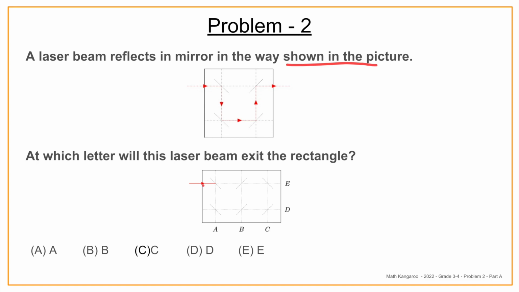This laser starts from here, reflecting downwards, and then moves in a straight line before reflecting upwards. Next, it reflects to the right and then downward again. And finally to this point and reaches point B. Now after following the path of the laser, we can see the beam will exit at option B. So option B is our answer.